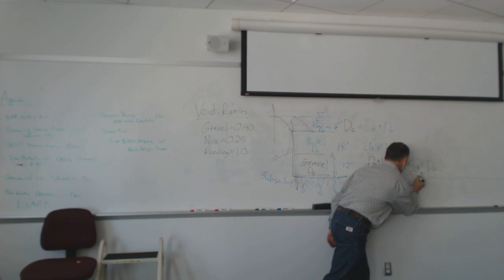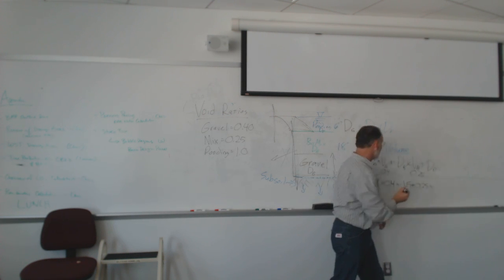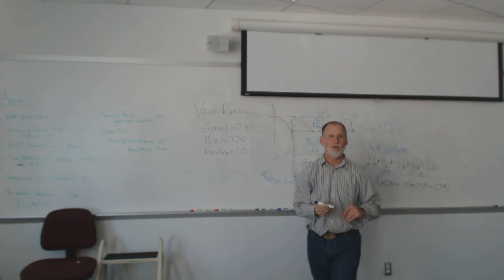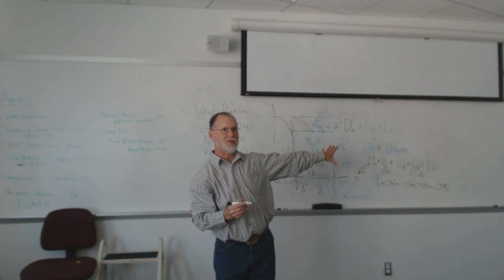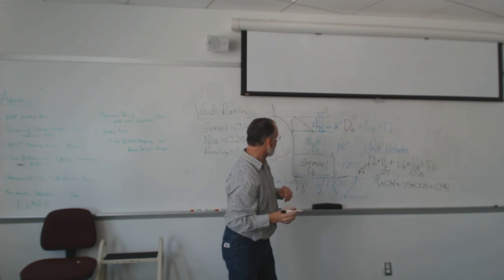1.5 times our void ratio, 0.25, plus our ponding depth, again in feet, so that's 0.5, 6 inches. And my writing's getting worse and I get more off at an angle. Does everybody see where those numbers came from? Yes? Okay.